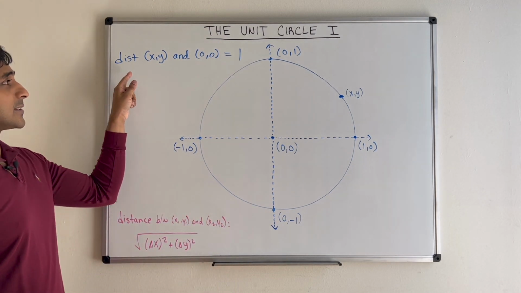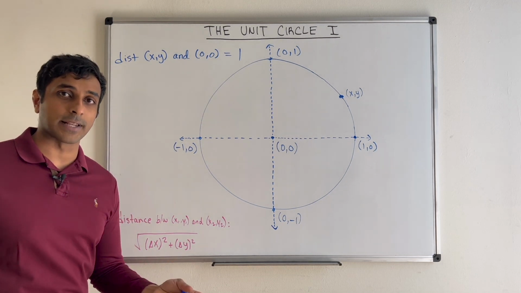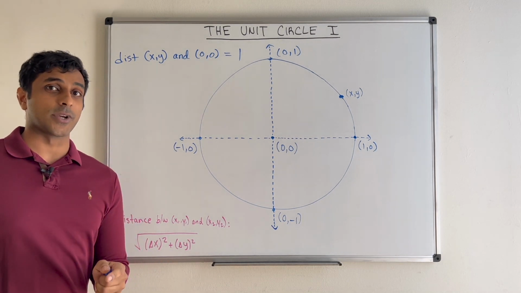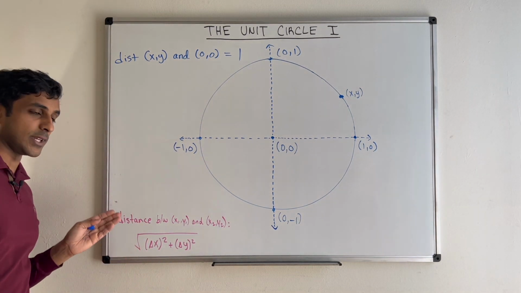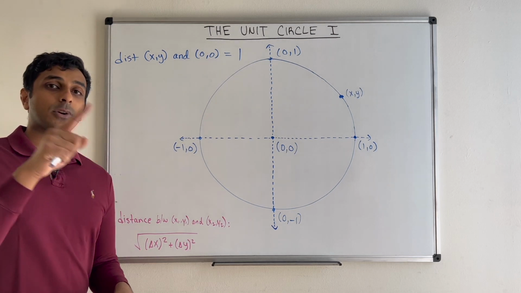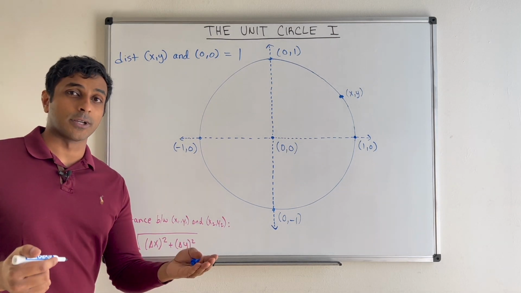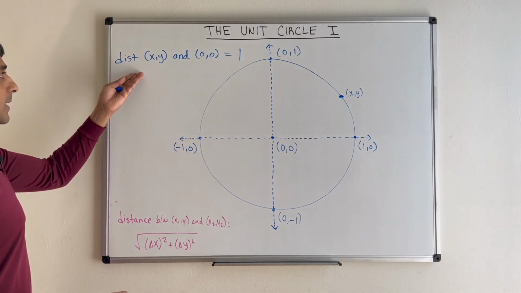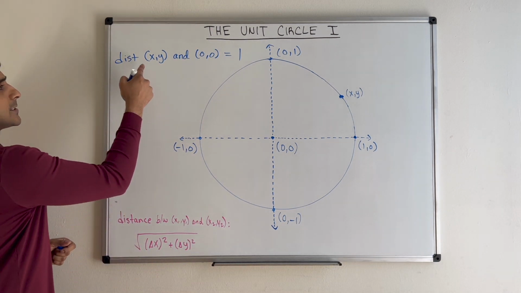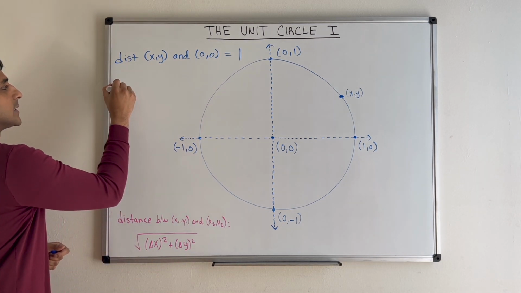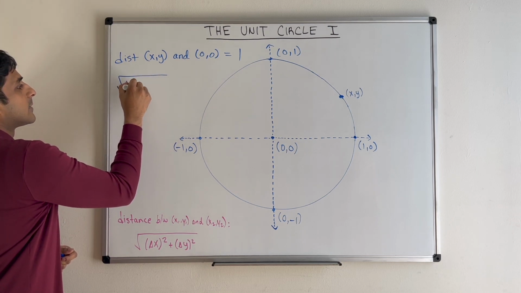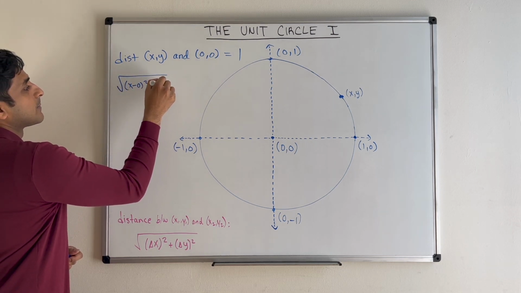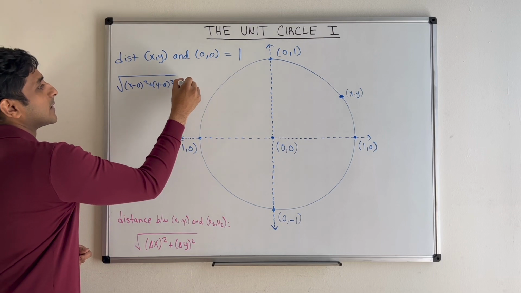How do we write this equation down purely mathematically? Well, we can use the distance equation, which tells us that the distance between any 2 points is the square root of the change in x squared plus the change in y squared. So if we apply that to this, we would get the distance between (x, y) and (0, 0) is the square root of (x minus 0) squared plus (y minus 0) squared is equal to 1.